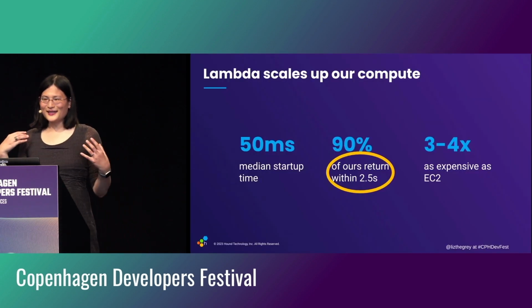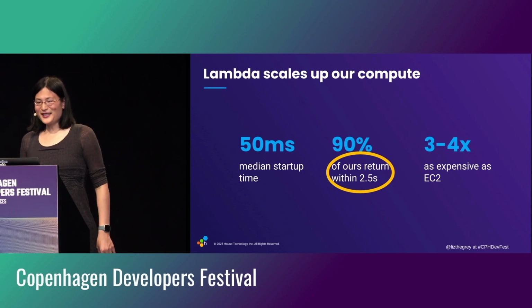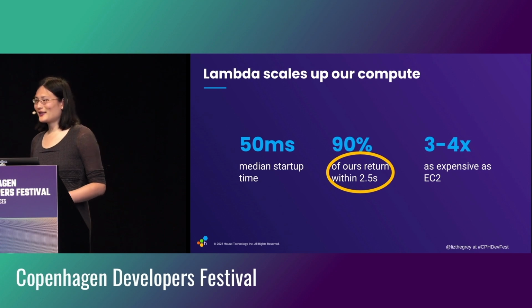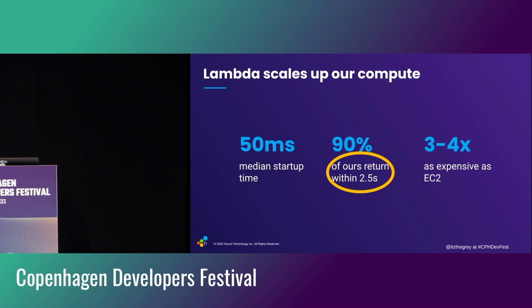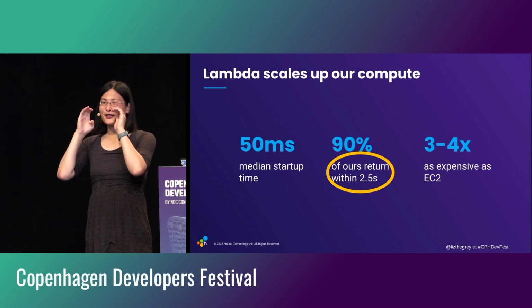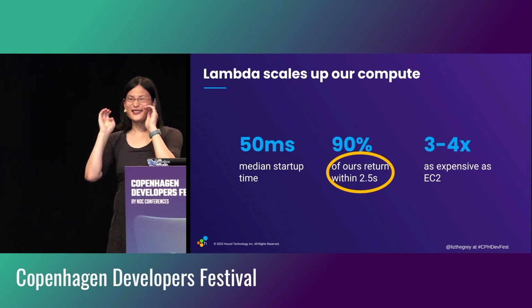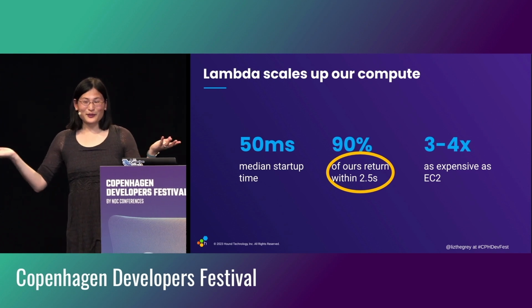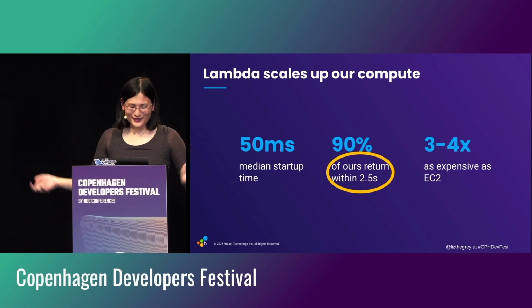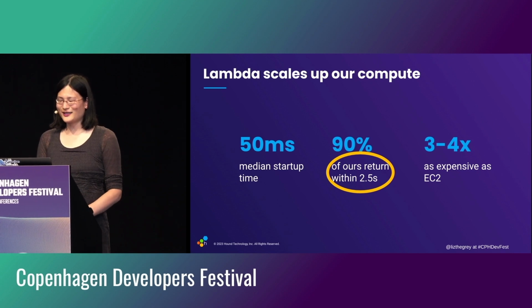OK, the second kind of pedantic systems operator thing. 90% of our queries against AWS Lambda return within 2.5 seconds. Turns out P90 is not really a great metric to use because it means 10% of your users can be having a worse experience than your P90. So it's one thing for me to say our P90 is great, everything is as fast as taking a sip of water. But what happens about the 10% that are slower than that?